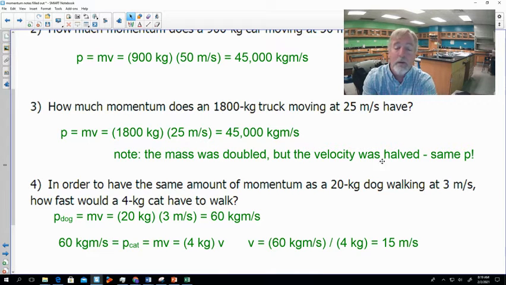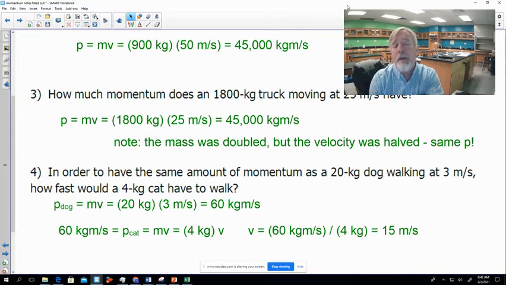The cat is 1/5 the mass of the dog, so it must be moving 5 times as fast as the dog. 3 meters per second times 5 gives you 15. So now that we've finished a few quick example problems to get our brains refreshed and working again on momentum, let's talk about the second part of our topic for today.